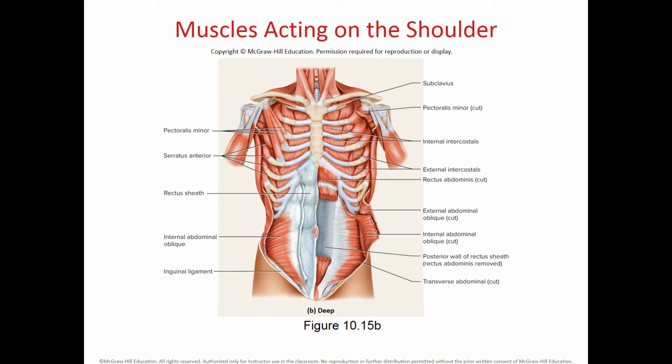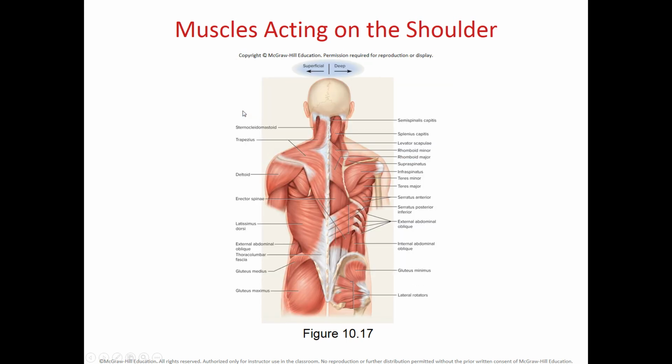For the muscles acting on the shoulder, we have the pectoralis minor and serratus anterior. And the shoulder muscle precisely itself, which will be the deltoid, was removed, but it's supposed to be here. So here will be the deltoid, and then we have all these muscles in here as well that we already mentioned.